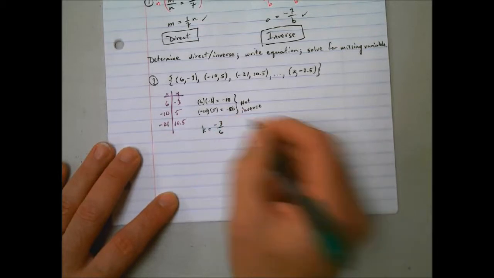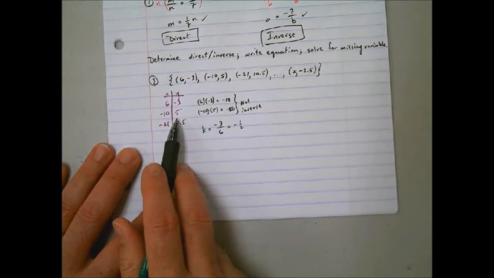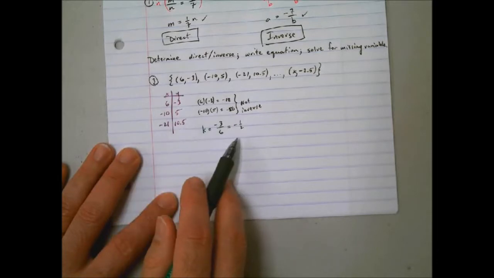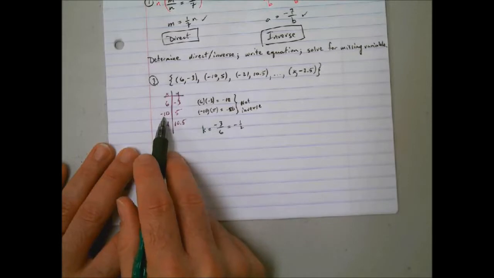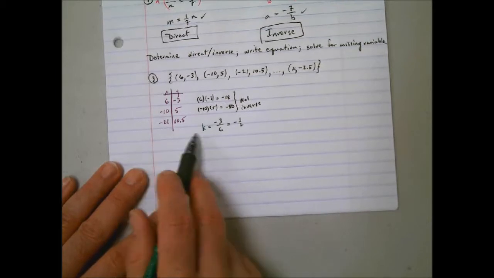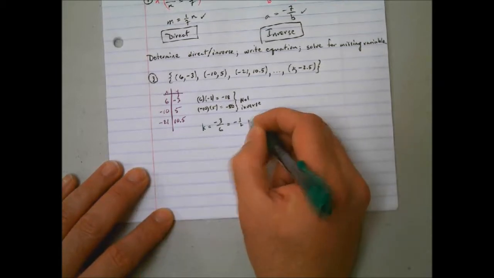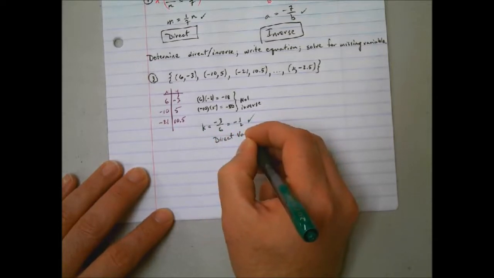What does that reduce to? That reduces to negative 1/2. So if we do the y over the x, it should always be the negative 1/2 if that's the case. And so 5 over negative 10, that's negative 1/2, isn't it? And 10.5 over negative 21, that's also negative 1/2. So this is verifying that it is a direct variation.